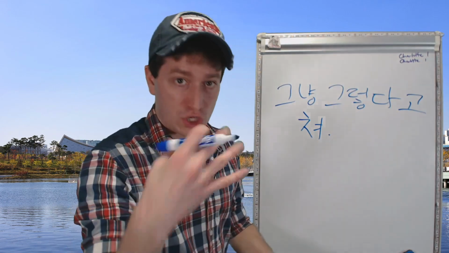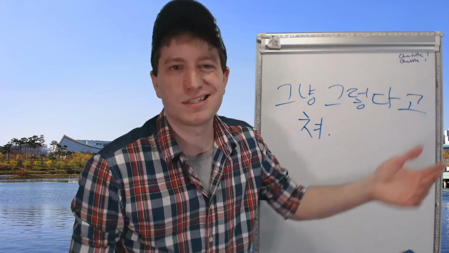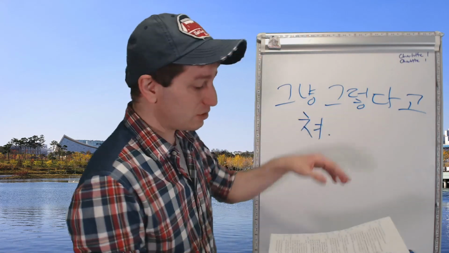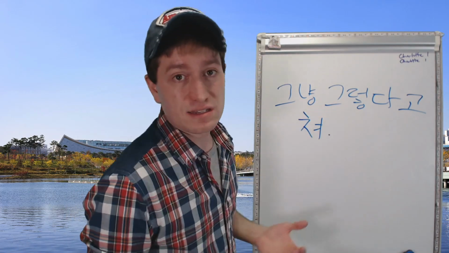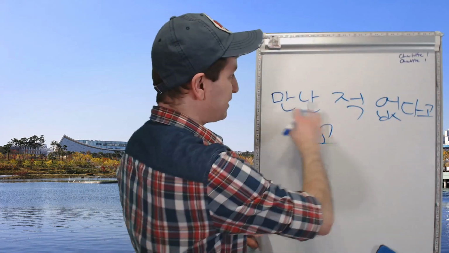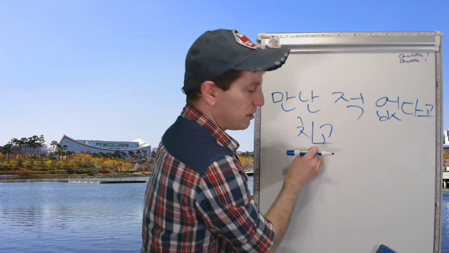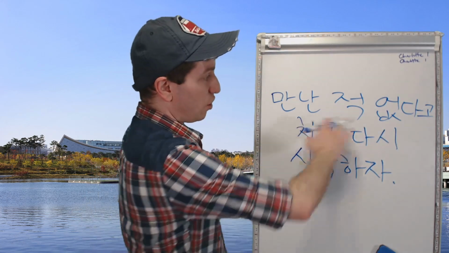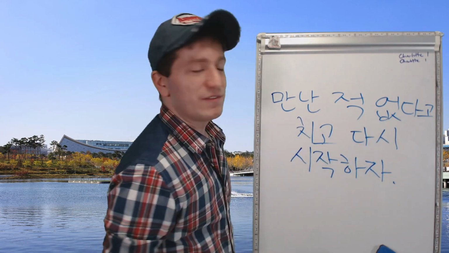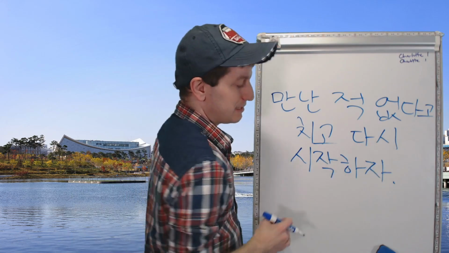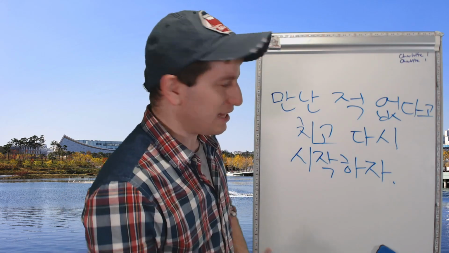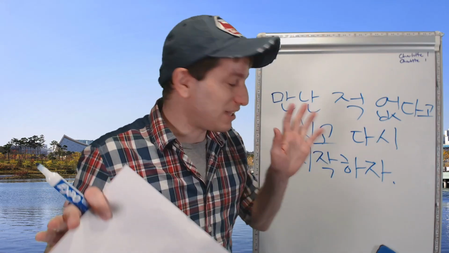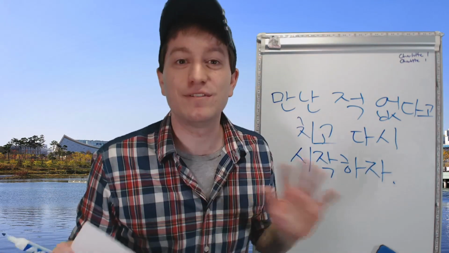그냥 그렇다고 쳐. Just assume it is. Let's just say it is. Just say that it is that way. 그냥 그렇다고 쳐. Let's just say it is that way. 만난 적 없다고 치고. Assume we've never met. 치고 and 만난 적 없다고 치고. Let's assume we've never met before and 다시 시작하자. Let's start again. Let's just pretend we've never met before and let's just start again. 만난 적 없다고 치고 다시 시작하자. Let's just start again like we've never met before.